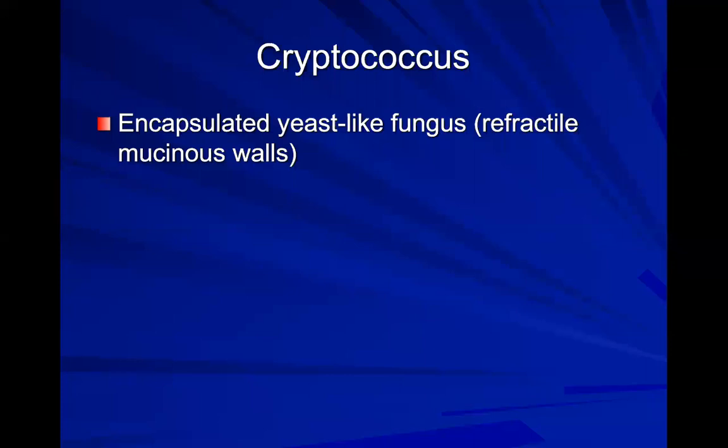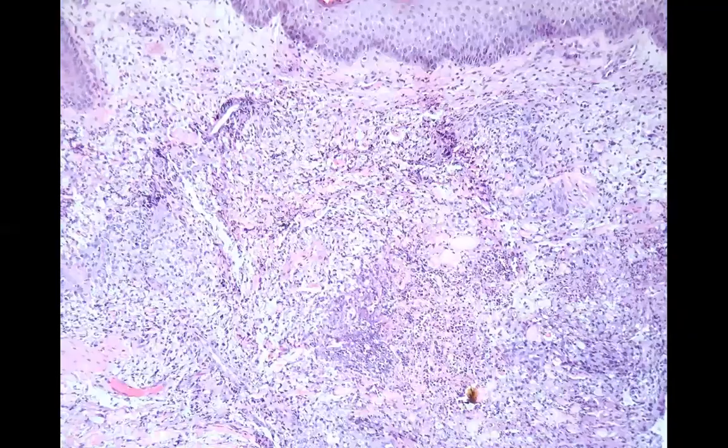Cryptococcus is encapsulated, and it has a refractile mucinous wall, which you can sometimes see or sometimes you can't see. If you can't see it, there's a white space where there would be a wall. If you can see it, then you're going to see a bluish wall around it. So here, what you see is a lot of white spaces set in this dense infiltrate.